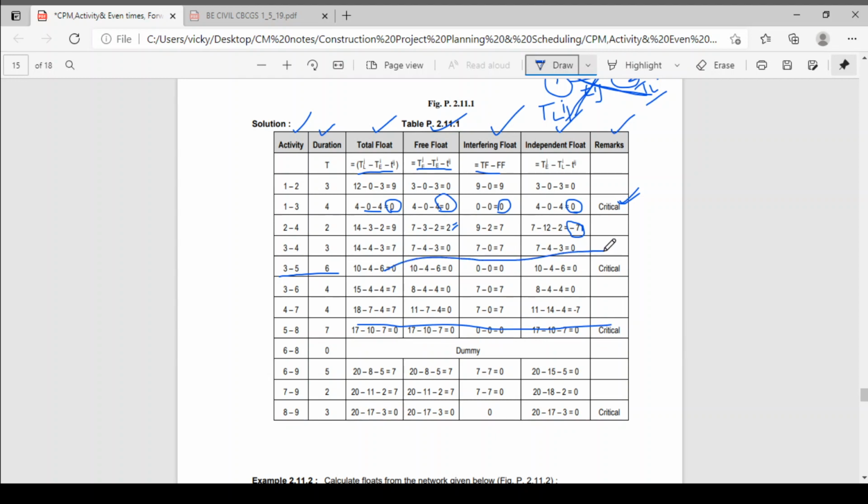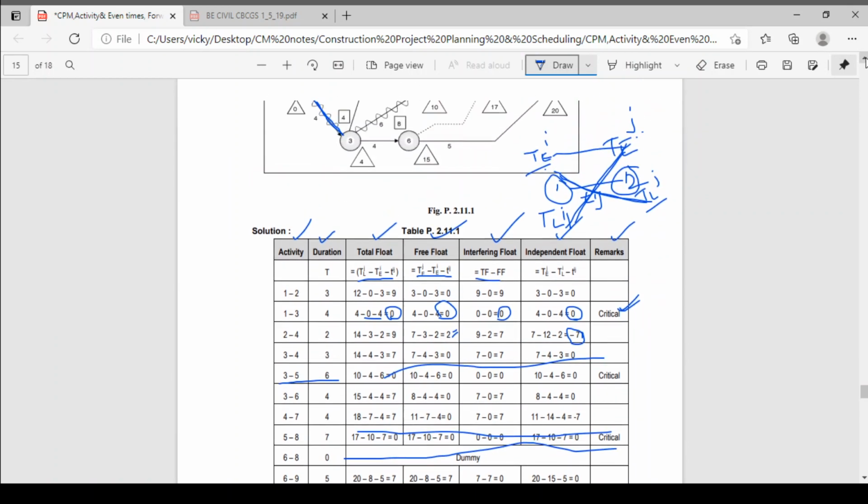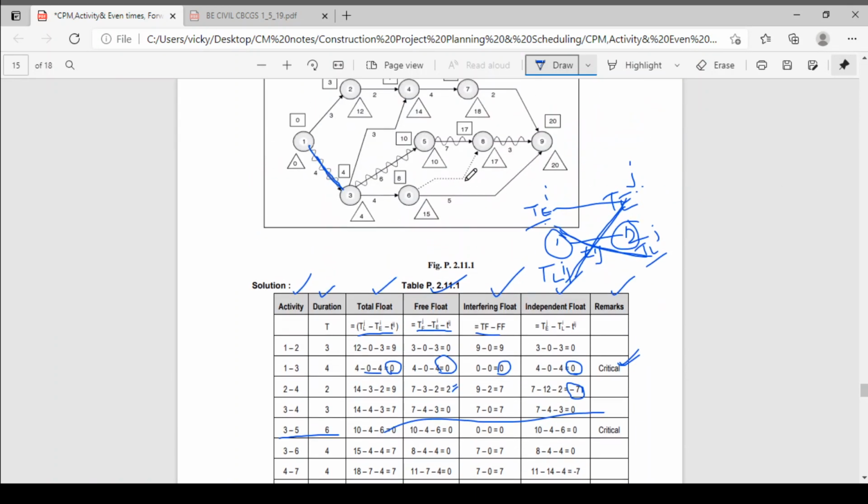Okay, now for dummy activity there will not be any float. Okay, for dummy activity you don't have to calculate any float because there is no duration. Okay, there is no duration, so don't calculate floats for the dummy activity.